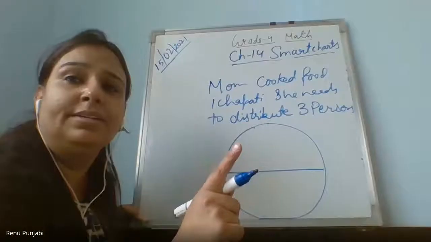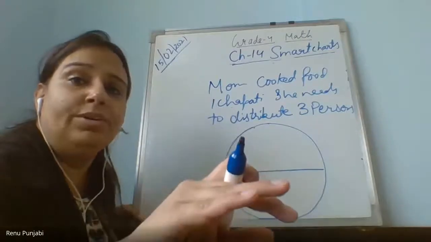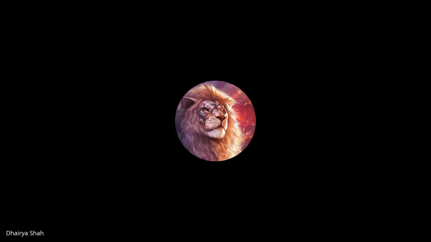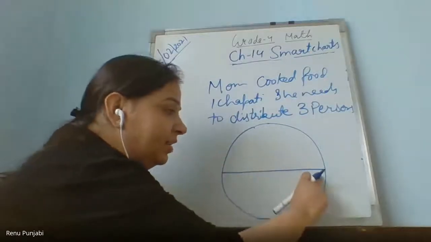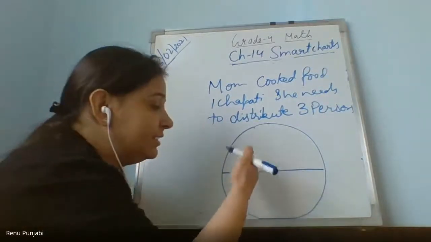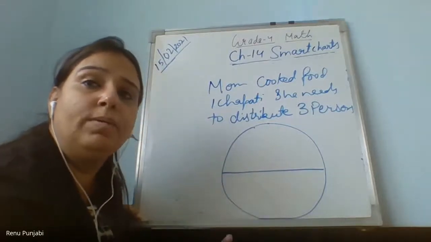Please mute your mic. Dare, mute your mic. Dare, if you want to give me an answer, please write in the chat box. Okay, ma'am. Either the diameter which divides the line from the center, and then it is dividing the circle into how many equal parts? 2 equal parts. So each part will be half.